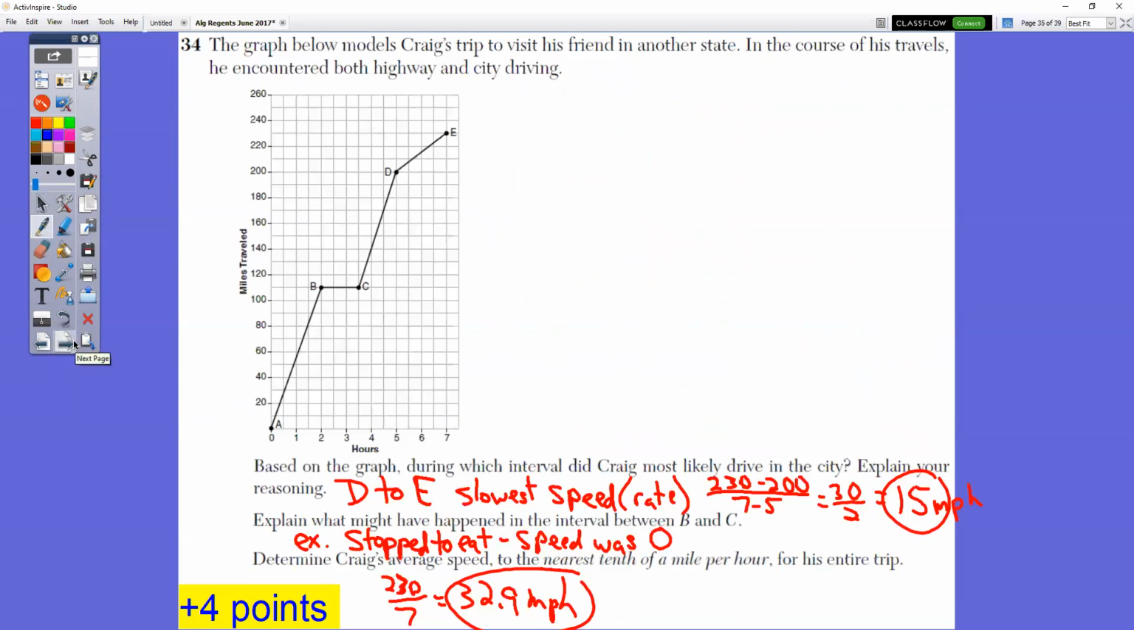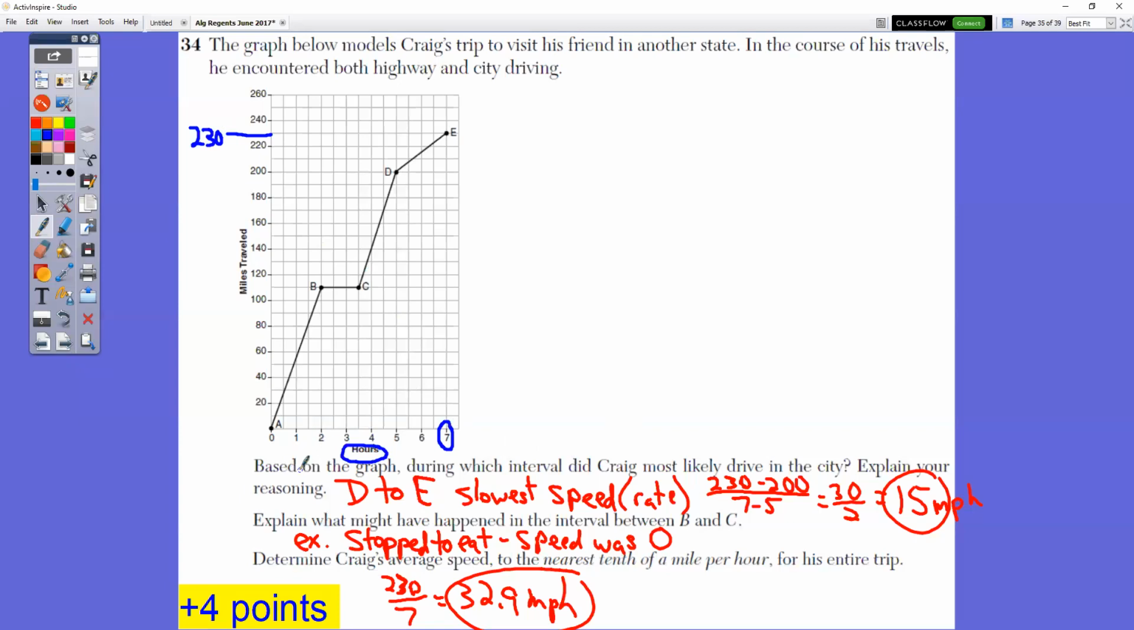When we take a look at 34, the graph below models Craig's trip to visit his friend in another state. In the course of his travels, he encountered both highway and city driving. Now, the first thing that I want to do is look at the graph and really see what's going on here. First of all, how long is he traveling? He's traveling 7 hours, not 7 minutes, not 7 seconds. He's traveling 7 hours, so this is a long trip. How many total miles is he traveling? In that 7 hours, he's traveling 230 miles.